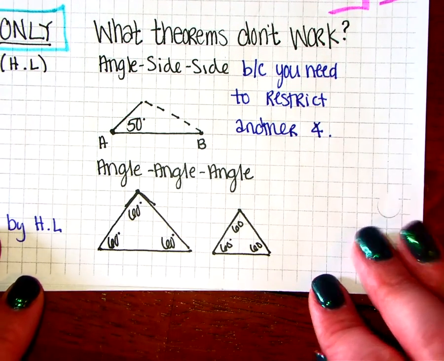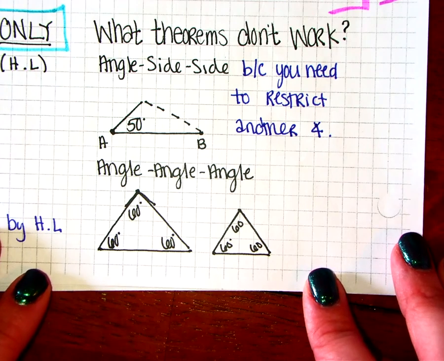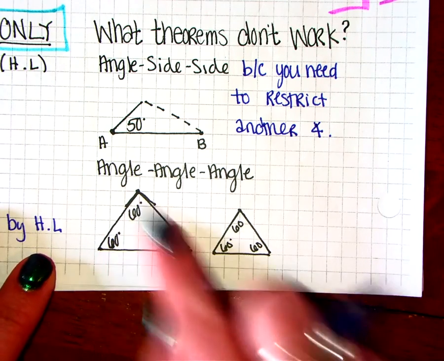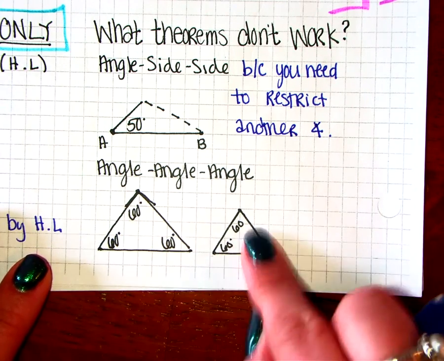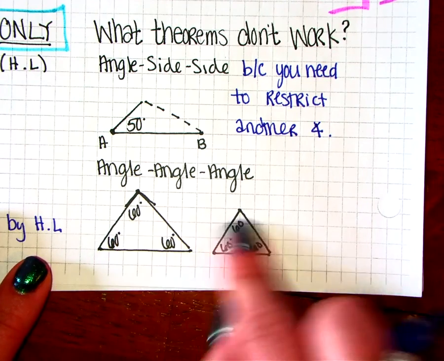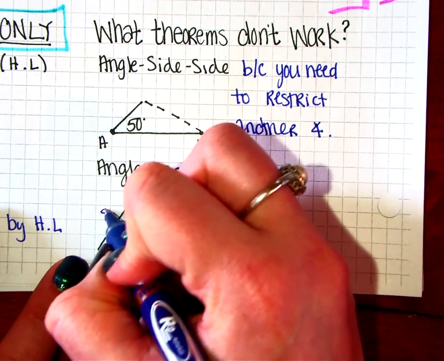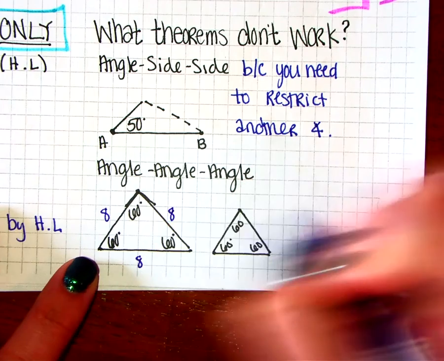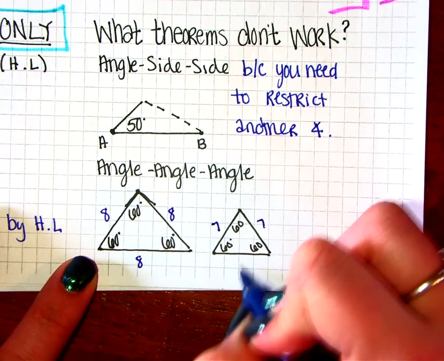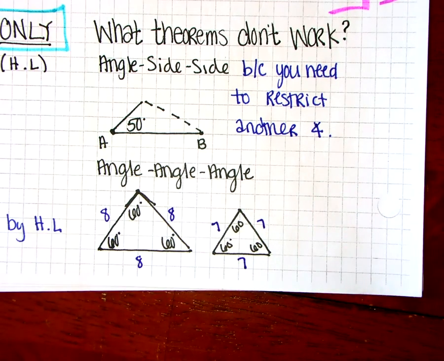Now, angle, angle, angle doesn't work because even though my angles are 60, 60, 60, these measurements aren't all the same. I can have 8, 8, and 8, or 7, 7, and 7 as my side measurements. Meaning, I can have my triangle angles.